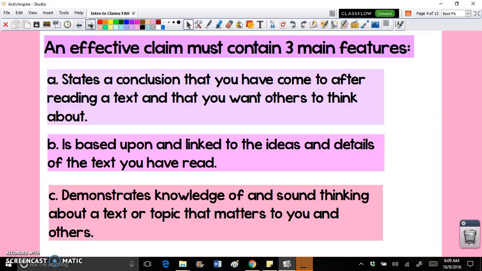All right, so an effective claim must contain three main features. It should state a conclusion that you've come to after reading a text and that you want others to think about. It should be based upon and linked to the ideas and details of the text that you've read. And it should demonstrate knowledge of and sound thinking about a text or topic that matters to you and others. So this is what we always call in class our deep thought or deep thinking.